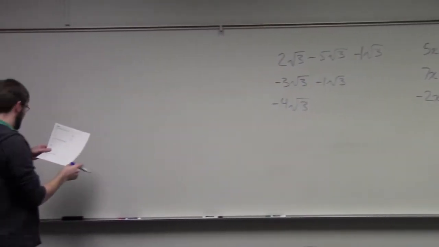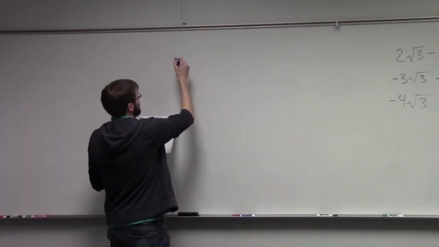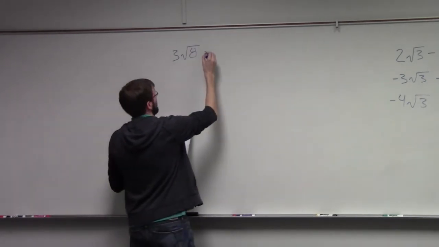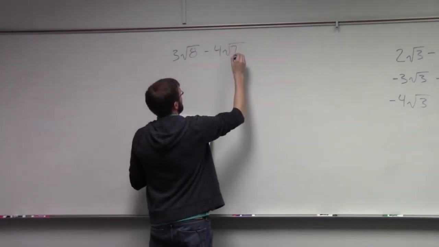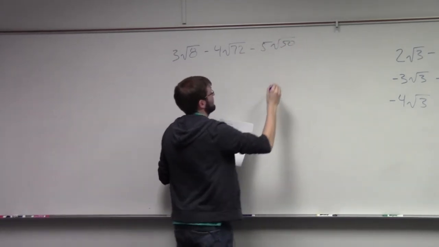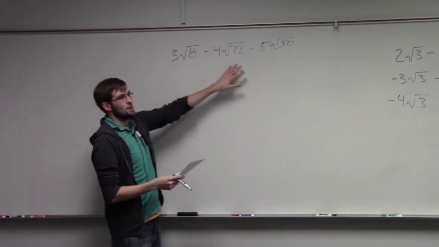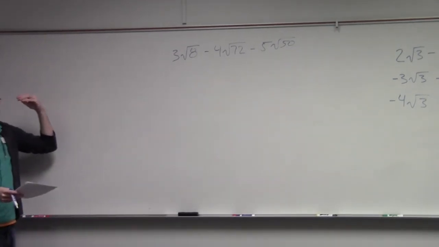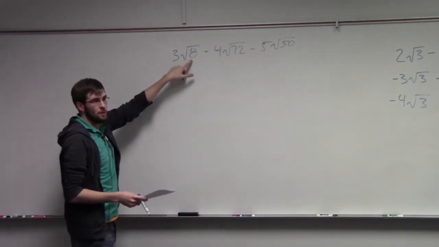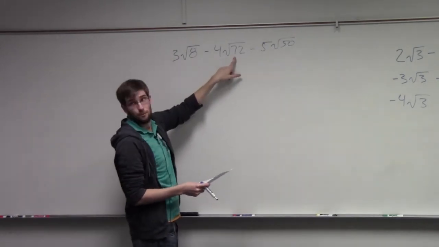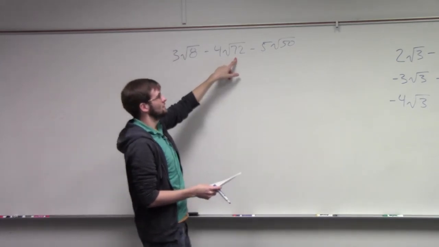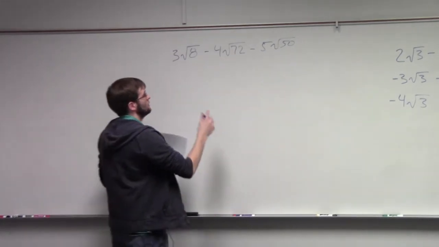All right, so let's get to one that's not so straightforward. So I have 3 square root of 8 minus 4 square root of 72 minus 5 square root of 50. All right, so none of these are the same, right? And so I cannot add them yet. What I need to do first is I want to see, can these simplify? So can I simplify this guy? 4, 2. That's right. Can I simplify this guy? Yes. 9, 8, what was the one I did earlier? That's right, 36 and 2. And this guy, 25 and 2.